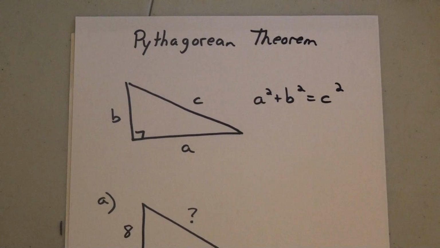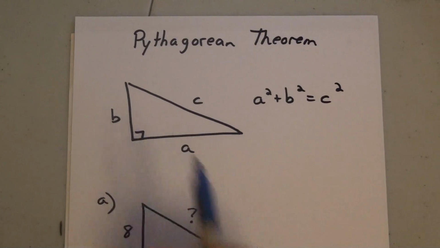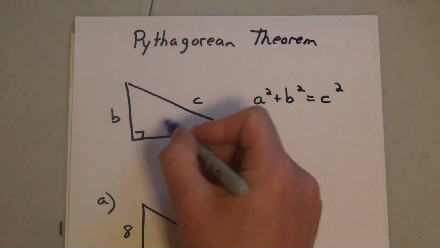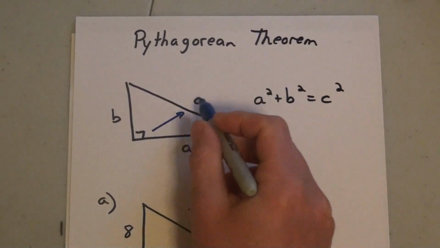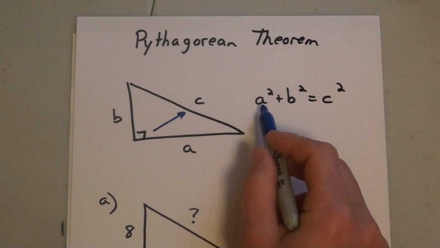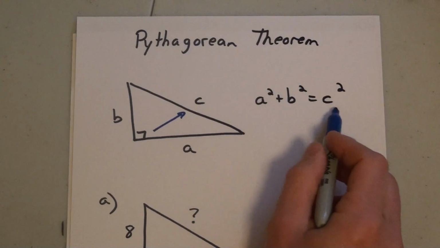The Pythagorean Theorem is finding one of the sides on a right angle triangle. When it works on a right angle triangle, you have three sides. We'll call them A, B, and C, where C is the hypotenuse. It's opposite the right angle. Now the Pythagorean Theorem goes A squared plus B squared equals C squared.